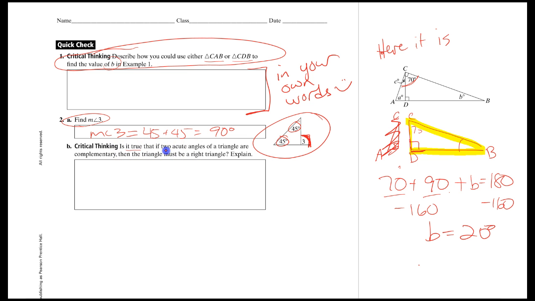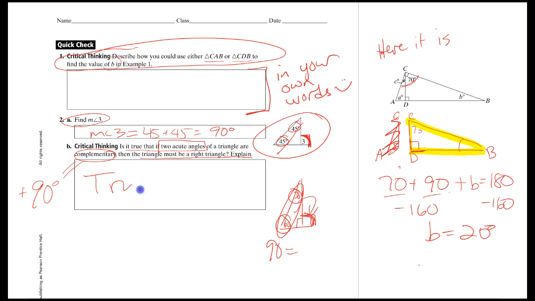And now, is it true that if the two acute angles of a triangle are complementary, means add up to 90, then the triangle must be a right triangle? Well, actually, yes, because even if it were a 60-30, this remote exterior angle out here has to be the sum of the two remote interiors. So that would have been 90. These two add together to make 90, and if this is 90, then that one has to be 90. So that is true.